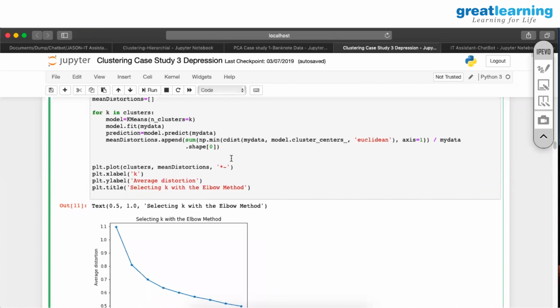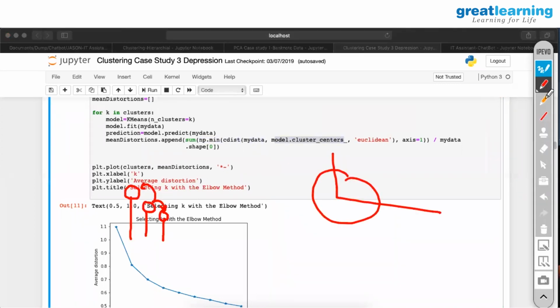Now, what is mean distortion? Find the minimum number of points with respect to the distance on your data with the model cluster center. So if you remember, I said every time when modeling is done, one center is found. Okay, these are those centers. Euclidean distance we are using onto that. So using this formula, you can find distortion.